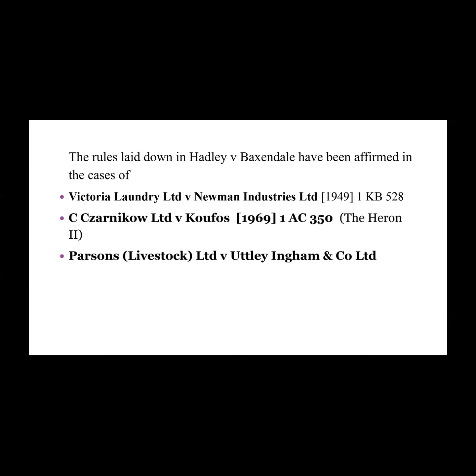And in the case of Victoria Laundry, what happened in that case was that Victoria Laundry had a commercial laundry business, and they bought a boiler from the defendant, Newman Industry. The boiler was meant to help them take on more orders, to be able to perform their job efficiently. However, delivery of the boiler was delayed by 5 months. And due to the delay, they lost business. And they also lost a very lucrative government contract.